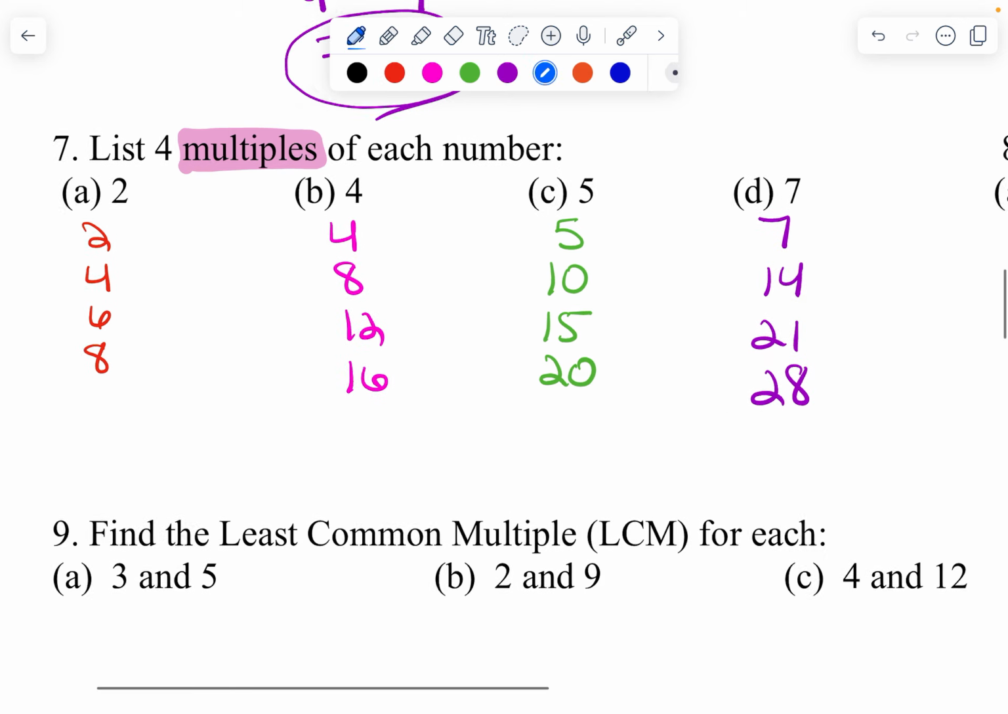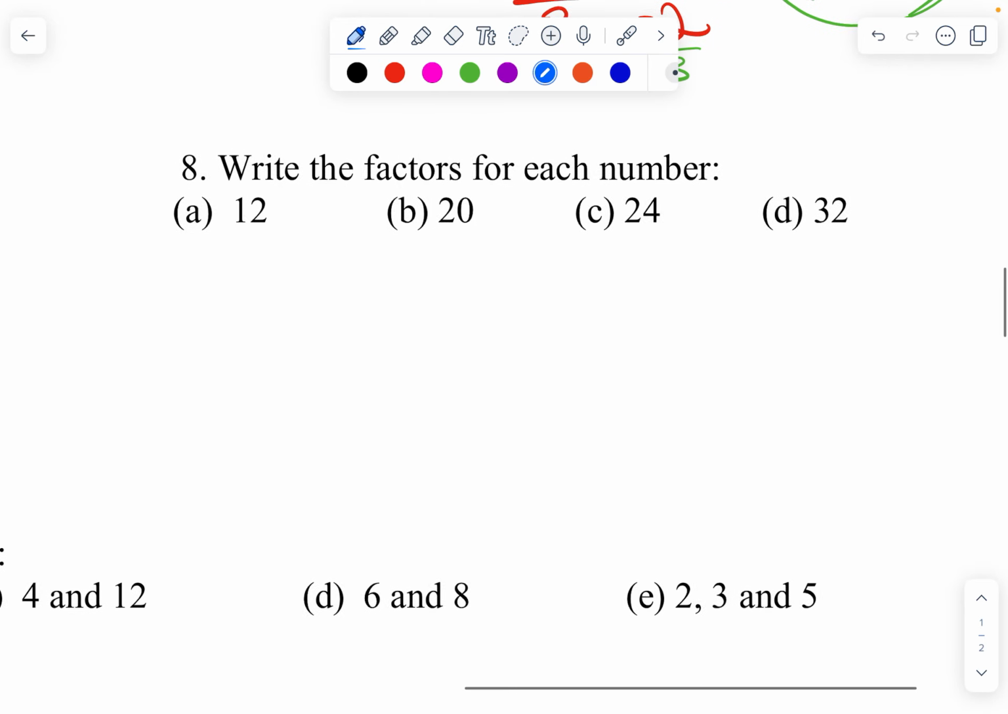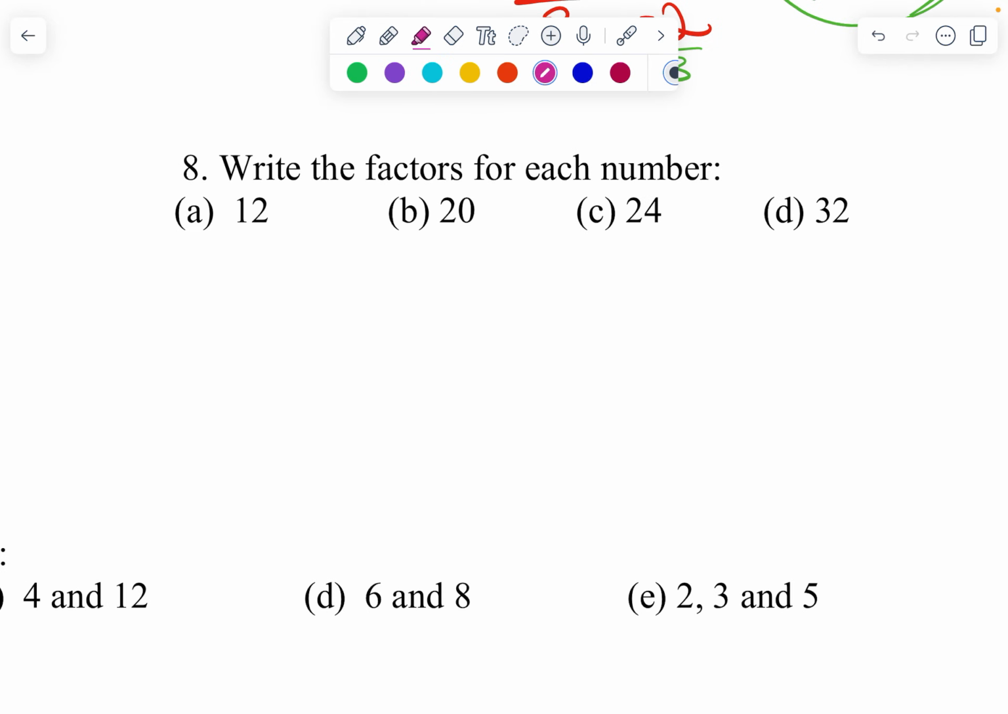Let's now slide over and change things for number 8 here, which is to write factors. Factors are the numbers that can divide into your given number. So oftentimes, I'll use the first problem here as an example, one way you can look at it is what numbers divide into 12. Or you can think about pairs of numbers that multiply together to get you 12.